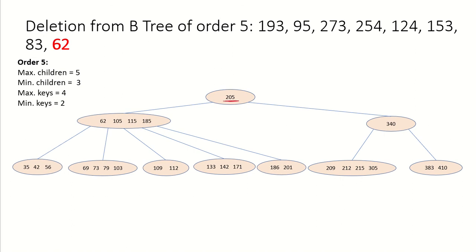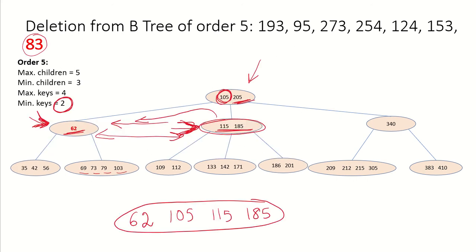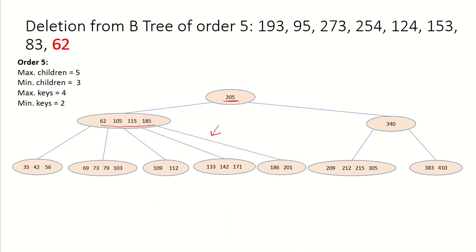So 205 is left over here. 62, 105, 115 and 185 have come here. The children of the previous node over here, so the children of this node, this and this one, will now be reassigned to the parent, the merged node.